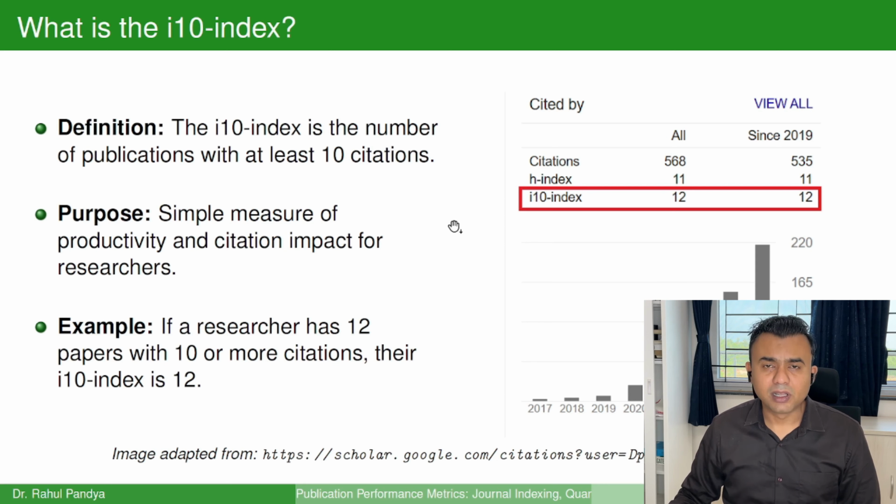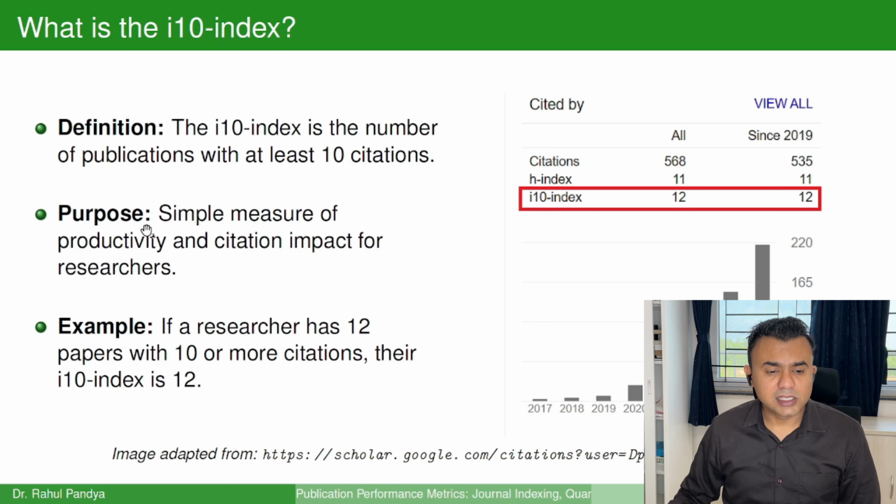For example, let's say I have published 20 papers. Out of 20, I can say there are 10 papers which have at least 10 or more citation counts. Or let's say here I got 12 papers which have at least 10 or more citation counts.